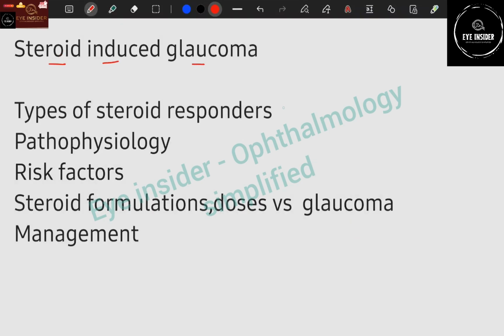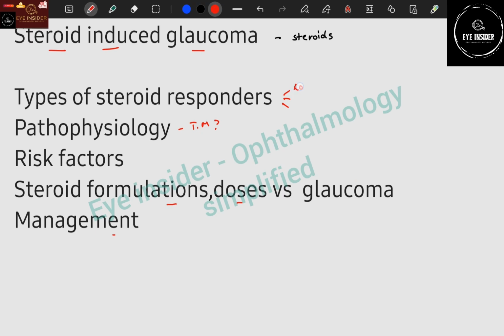In today's class, we are going to discuss steroid-induced glaucoma, which is a very high-yield topic commonly asked in clinicals as well as viva. Also theoretically, it is very important and we need to know it for clinical purposes also. In this class, we will discuss the types of steroid responders, who are non-responders, who are high responders, the pathophysiology, risk factors, the steroid formulations and doses which cause glaucoma and how much time it takes to form glaucoma, and its management. Okay, so basically it's glaucoma which is caused due to the use of steroids.